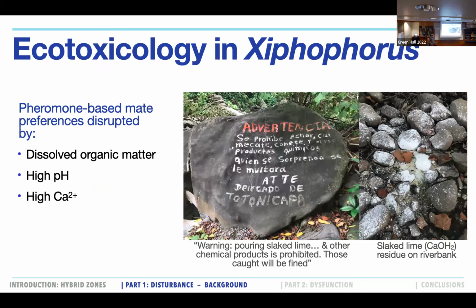In these fish in particular, these Xiphophorus, there are also studies showing that the pollutants that we find in the wild for these fish can ablate or even reverse pheromone-based mate choice specifically. So people have taken these females, introduced dissolved organic matter, bumped up the pH and the calcium through slaked lime, which they chose because people purposefully dumped that in the river in this area, and shown that that will ablate pheromone-based mate choice in these species. So we already have experimental evidence that this might matter, but we don't actually know what's going on in the water that they're living in, whether this tracks with where we're seeing hybridization.